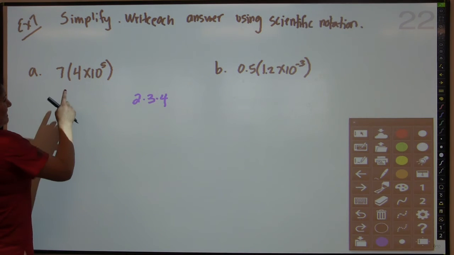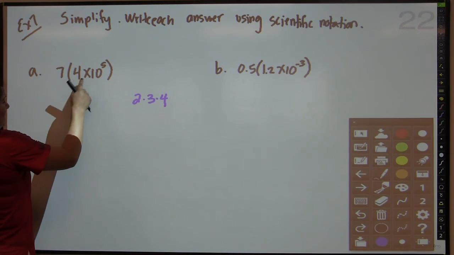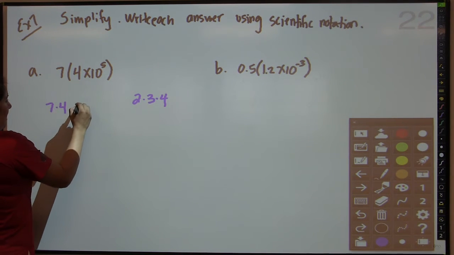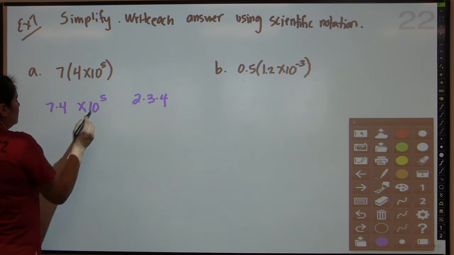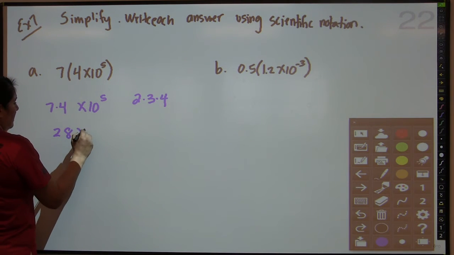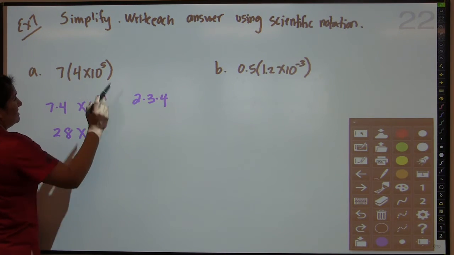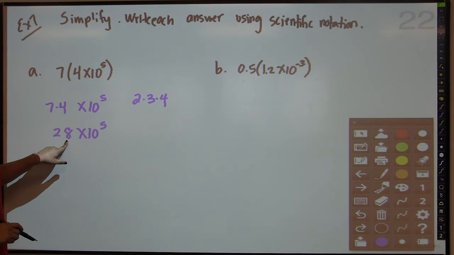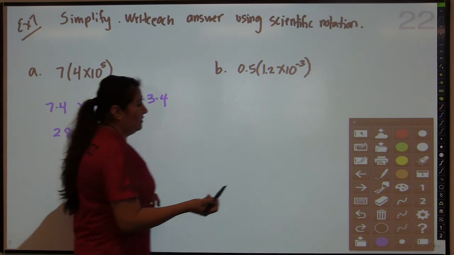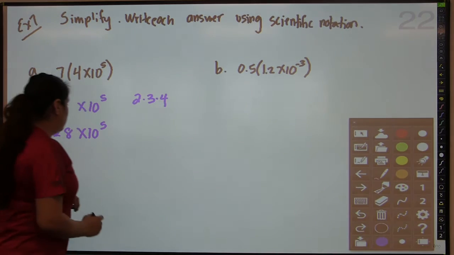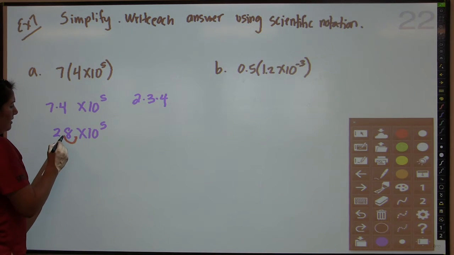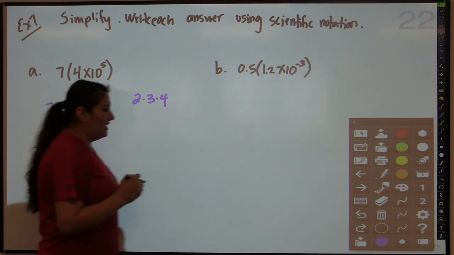So for that reason, you're basically telling us to take 7 times 4 times 10 to the 5th. So you can just multiply the 7 and the 4, and then times 10 to the 5th. So 7 times 4 is 28 times 10 to the 5th. Now, you will notice that it says write each answer using scientific notation. You can't leave your answer like this because 28 is not smaller than 10. So we assume, again, that the decimal is behind the number. So 28 point.